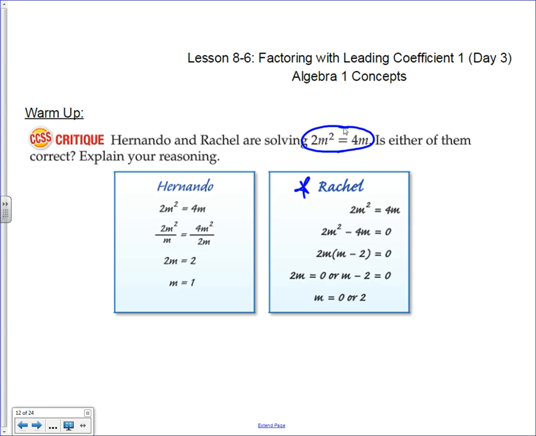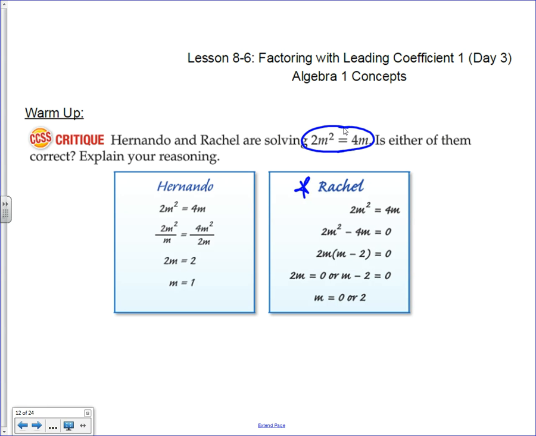So let's just follow what Rachel did here when you're finished, because this is what we're going to be doing today. How do you get this thing set equal to 0? What do you have to do? I got to move this over here by subtracting it, correct? Do you see how she did not put those together? Because they can't go together. Okay, so now that we have it set equal to 0, now I need to factor it.